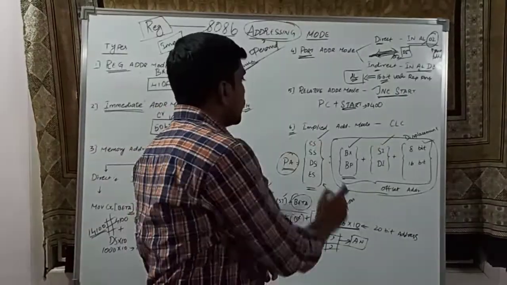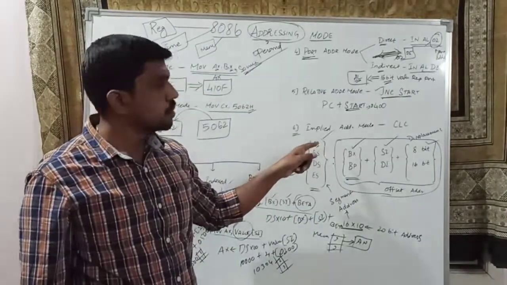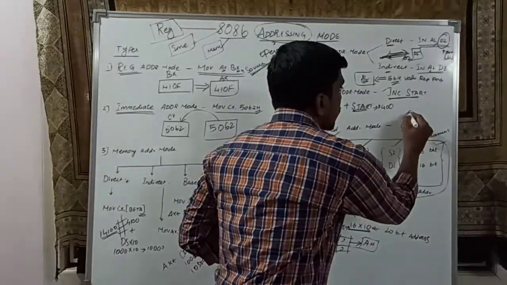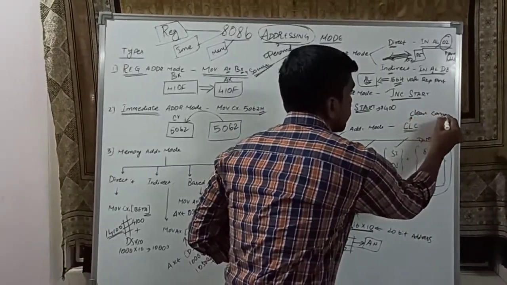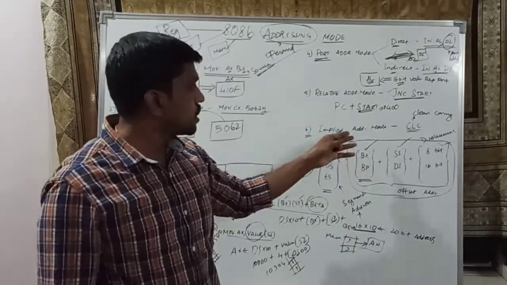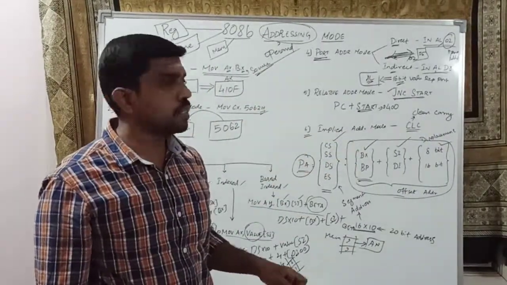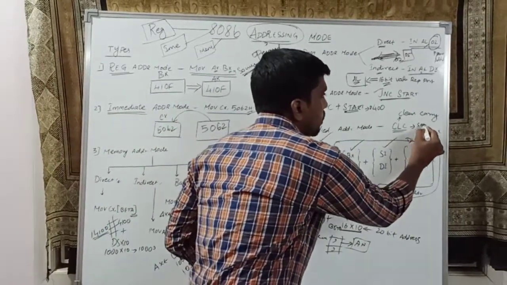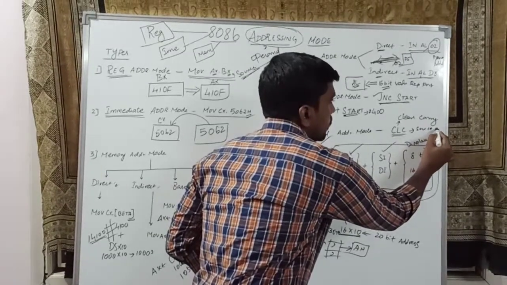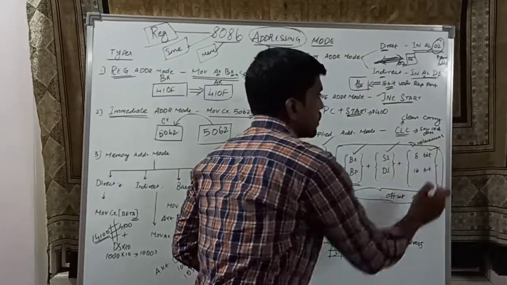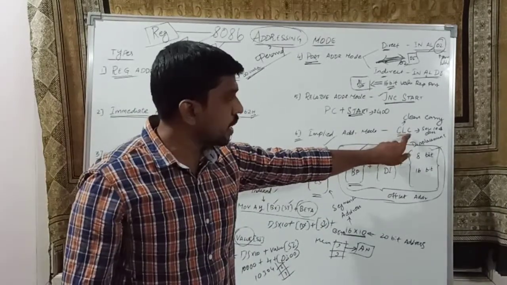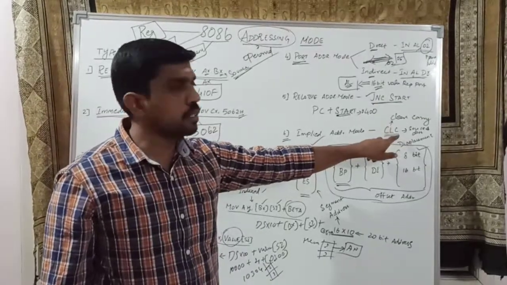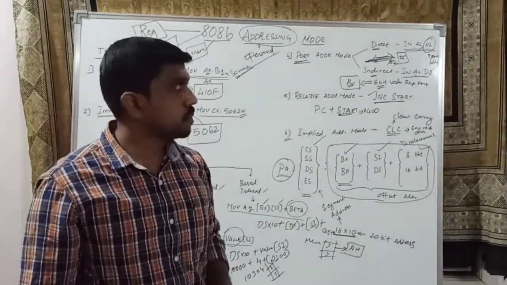The final addressing mode is the implied addressing mode. An example of implied addressing mode is CLC. CLC stands for clear carry, which we already discussed in the 8085 microprocessor. In implied addressing mode, the source and destination are the same. Here the source is the carry register, so after clearing the carry, the result is also stored in the same register. So it's an implied addressing mode.